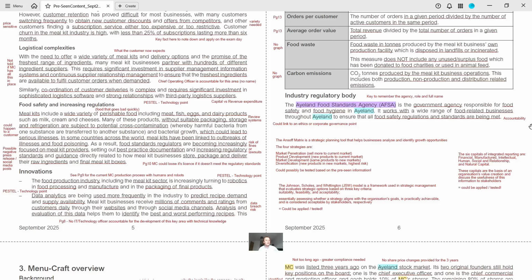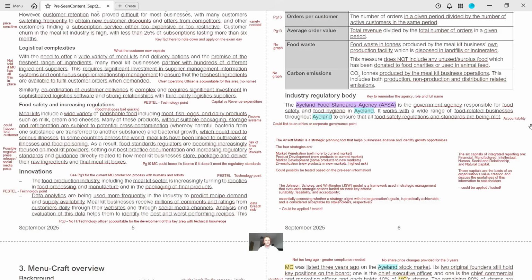And what we're told here, many of these products without suitable packaging, storage and refrigeration are subject to potential cross-contamination. Not what you want as a food business, because that could relate into lawsuits, fines and major risks. So with potential cross-contamination, that's all about harmful bacteria, but it's not a science exam, so don't worry. And it grows and could lead to serious illness.